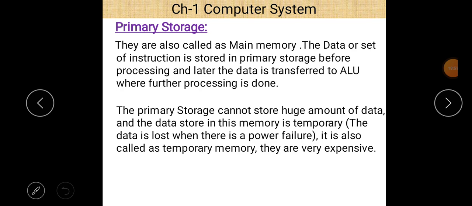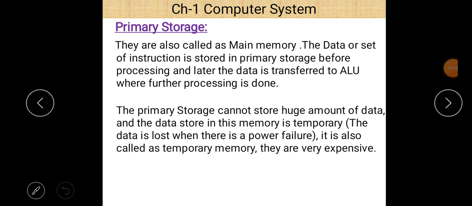When we talk about primary storage and say that data is stored temporarily, it means data is lost when there is a power failure. It is also called temporary memory, and they are very expensive. So in short, we can say that primary memory is also called the main memory, first point.